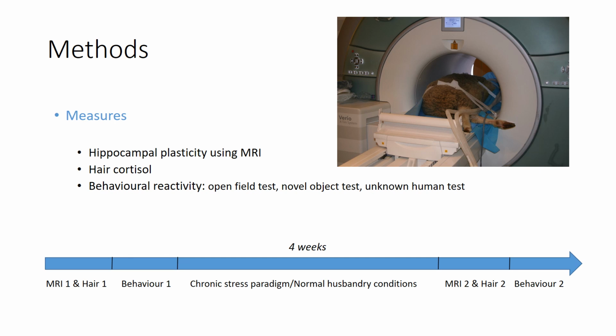The open field test consists in placing a sheep into an empty, unfamiliar arena and measuring its locomotor activity. The novel object test consists in placing a novel object at the center of the arena and measuring the time spent by the animal in proximity of the object. And the unknown human test consists in having an unfamiliar human at the center of the arena and measuring the time spent by the animal in proximity of the human being.